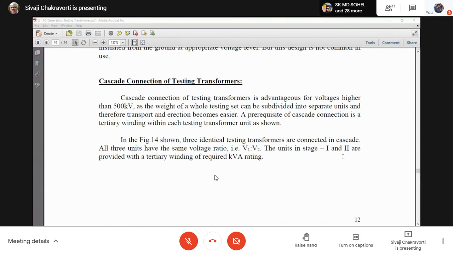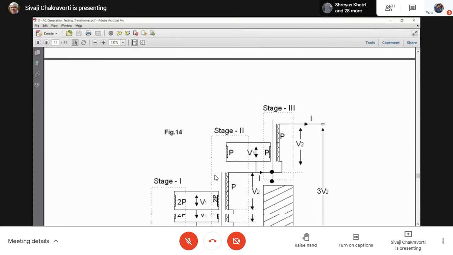But then another advantage is that, for example, I have shown you two transformers in cascade. Now, if by any chance one transformer becomes faulty, I will still be able to operate the other unit. That means my lab will be able to work with 50% capacity. Whereas if I have a single unit of 1500 kV and it goes faulty, then my lab is down. So this is called redundancy in the system; my system redundancy increases.